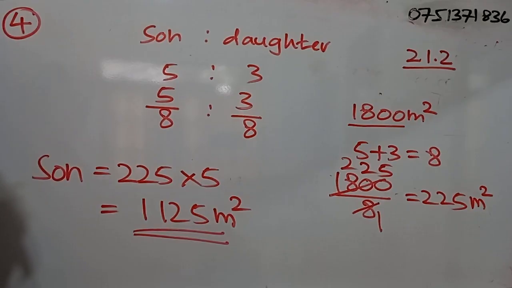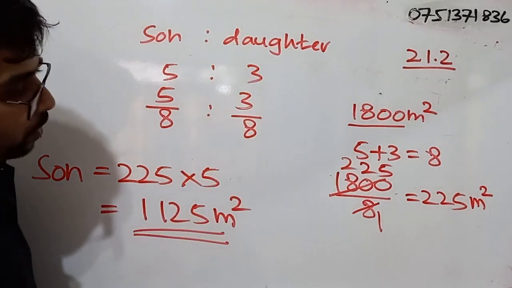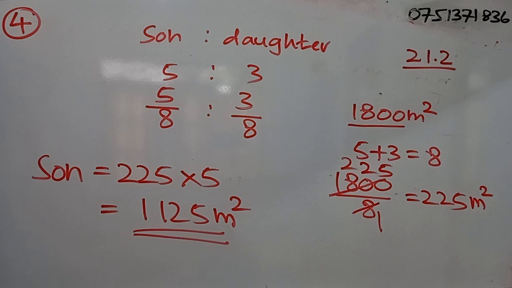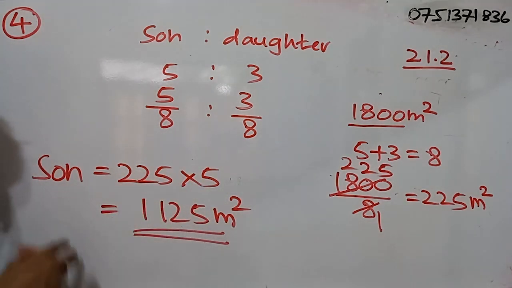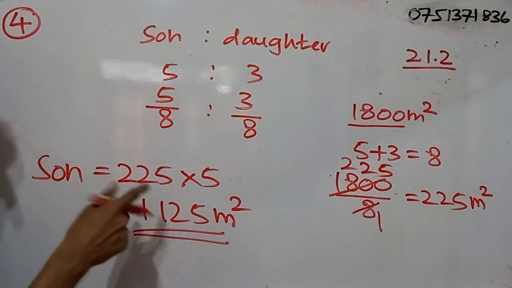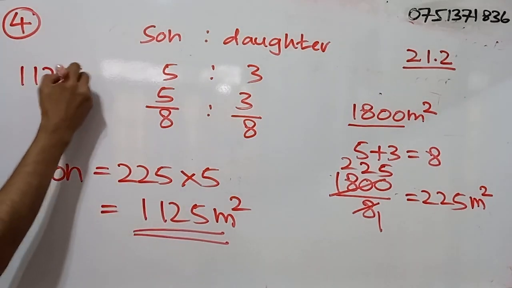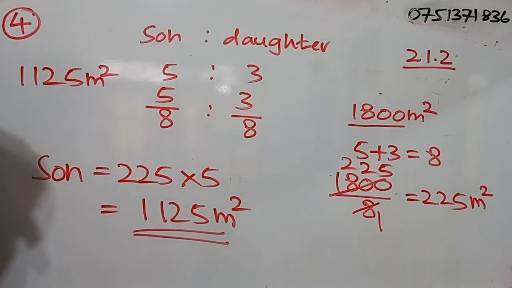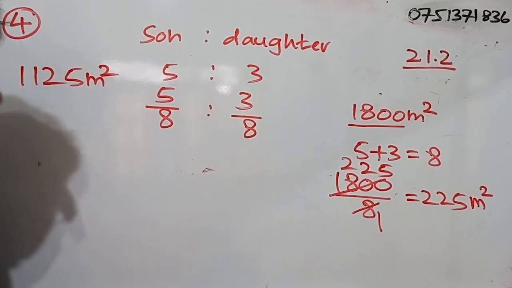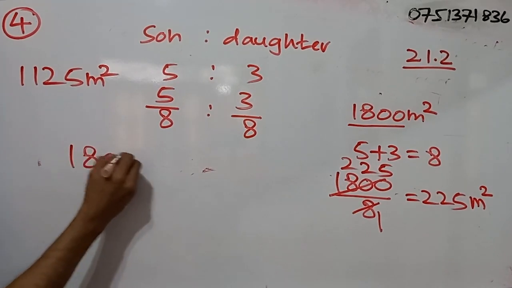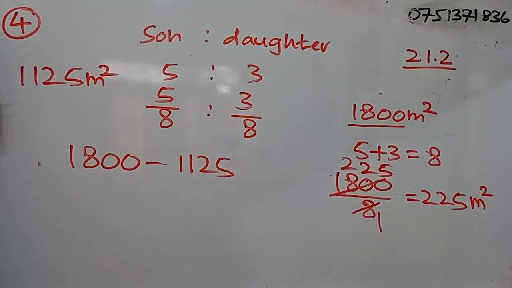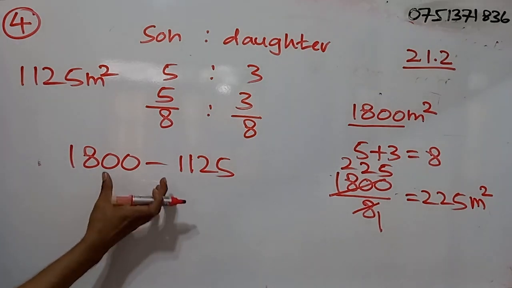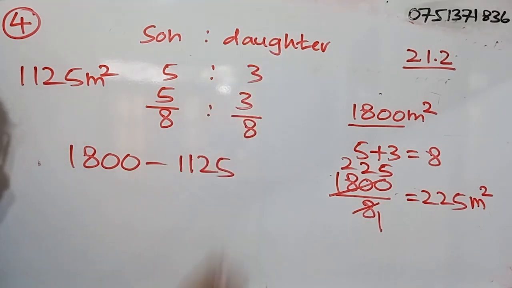Right? And we need to find the amount of land the daughter receives also. So what can we do? This is the amount of land that the son receives now, which is 1125. So I will write it here. So the total amount of land is what? 1800. So the son receives 1125 square meters of it. So the difference means what? The amount that the daughter receives.